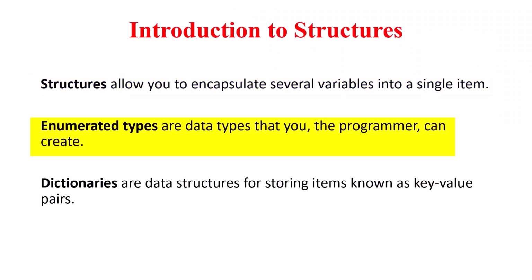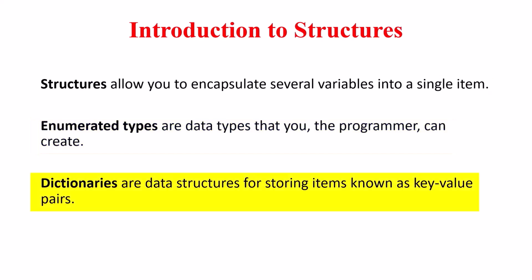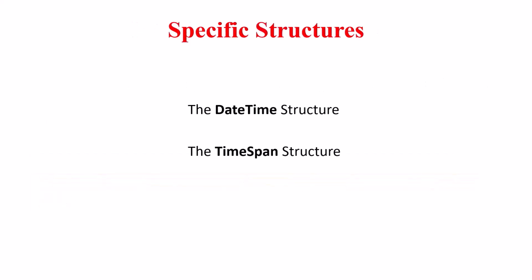Enumerated types are data types that you, the programmer, can create. And dictionaries are data structures for storing items known as key value pairs, and we'll take a look at those later as well. For now, let's look at some specific structures.